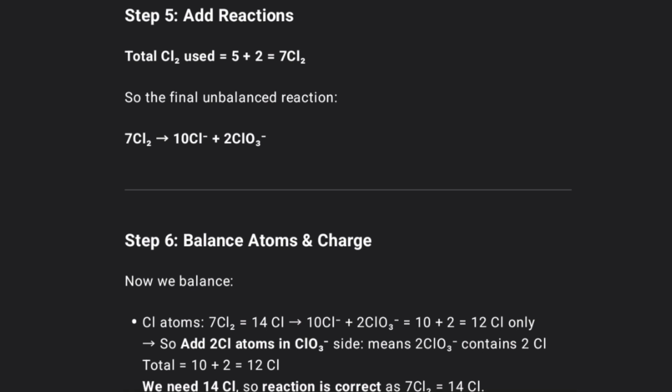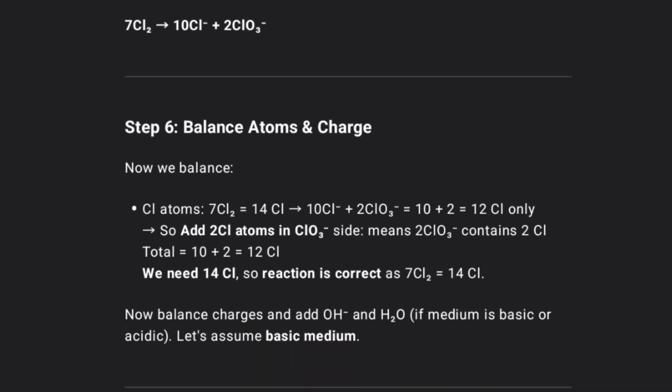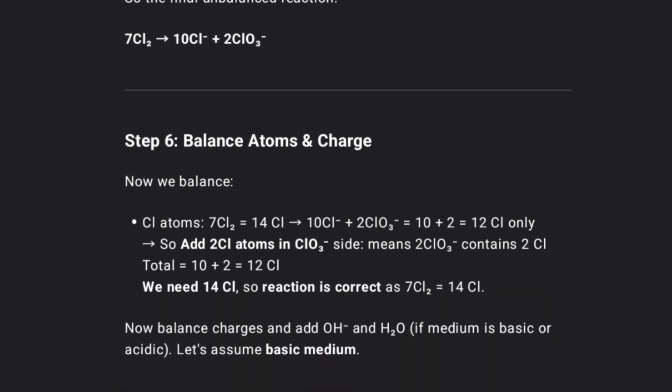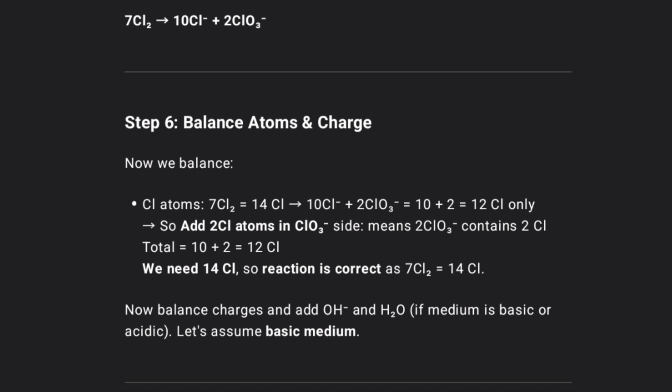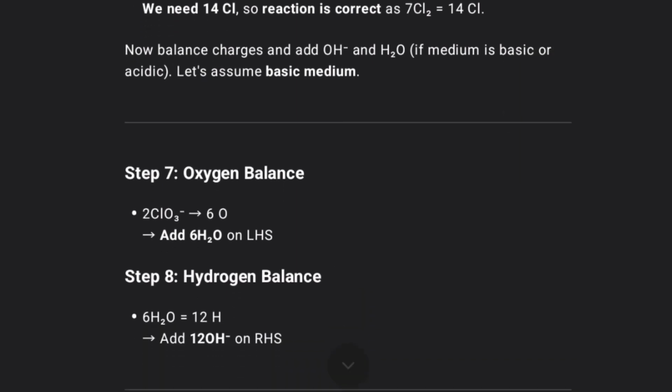Step 6, balance atoms and charge. Now we balance the Cl atoms. 7Cl2 equals 14Cl. On the right, 10Cl⁻ plus 2ClO3⁻ contains 10 plus 2 equals 12Cl. We need 14Cl, so the reaction is checked against 7Cl2 equals 14Cl. Now balance charges and add OH⁻ and H2O if the medium is basic or acidic.